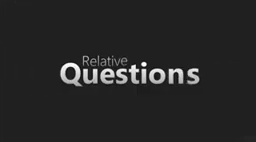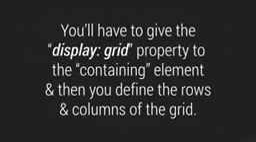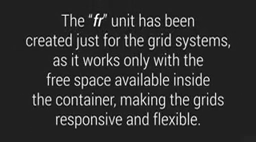Now let's talk about questions. So how will you generate a grid layout with CSS? Well, you have to give the display grid property to the containing element, and then you define the rows and columns of the grid as we saw earlier. The second question is, explain the fraction unit. The fraction unit has been created just for the grid systems, as it works only with the free space available inside the container, making the grids responsive and flexible.